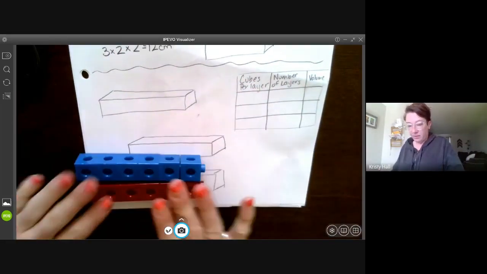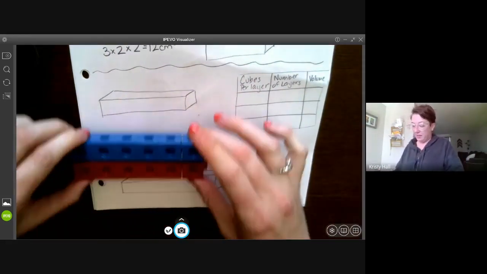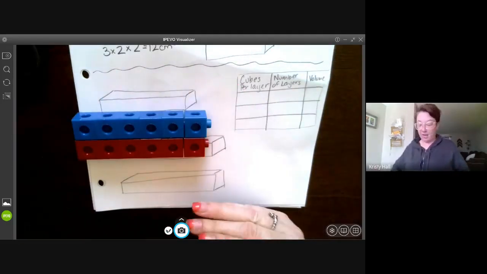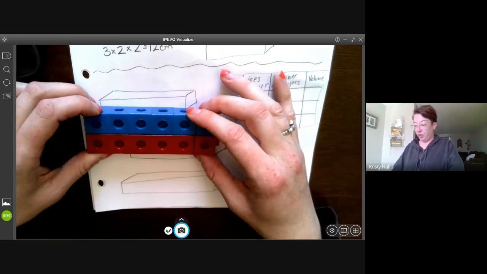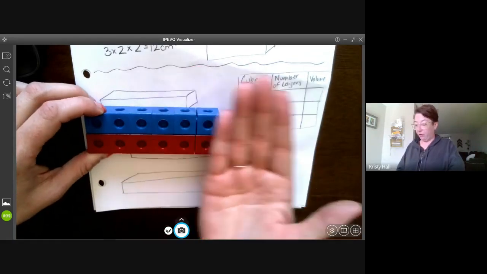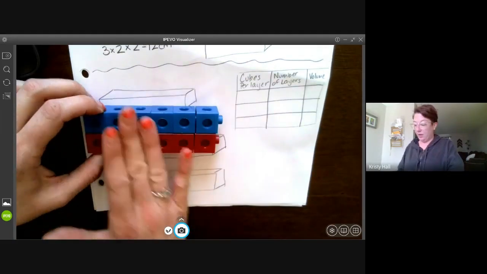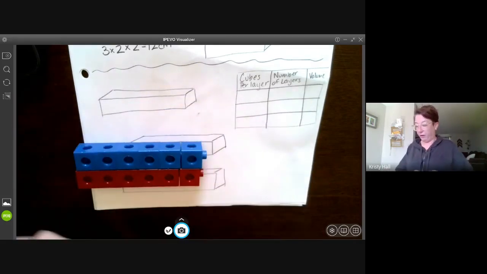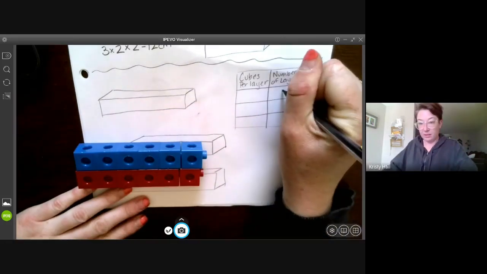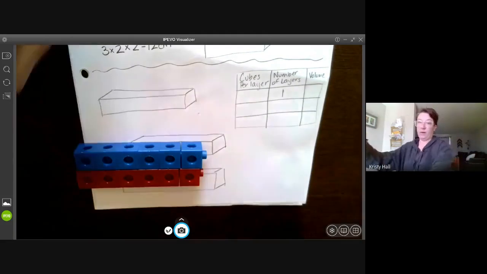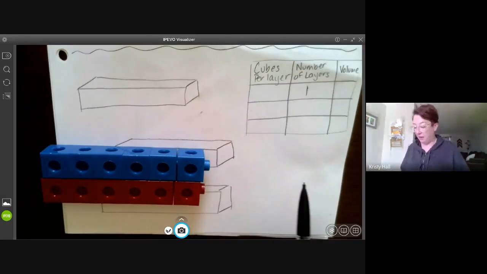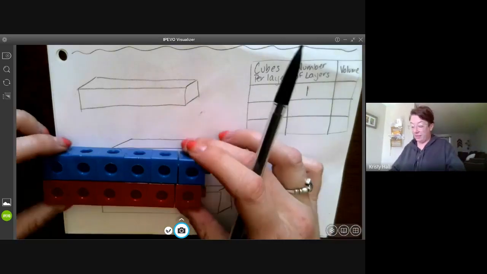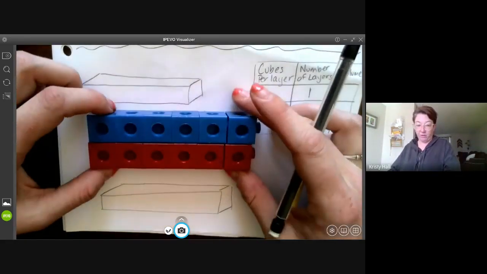And this one is a little bit different because when I look at doing my top to bottom layers, you'll notice that I only have one layer. There's nothing on top of these. So this one is a little bit different. Number of layers is going to be 1. But again, I'm going to count how many are in each layer. This is still a layer. There's only one of them.